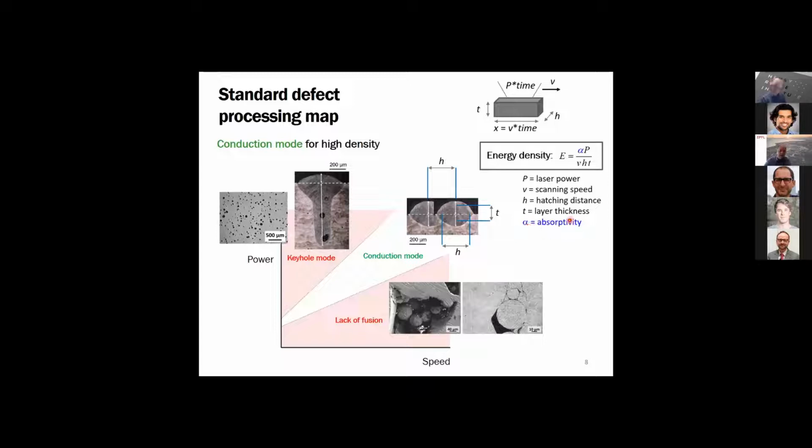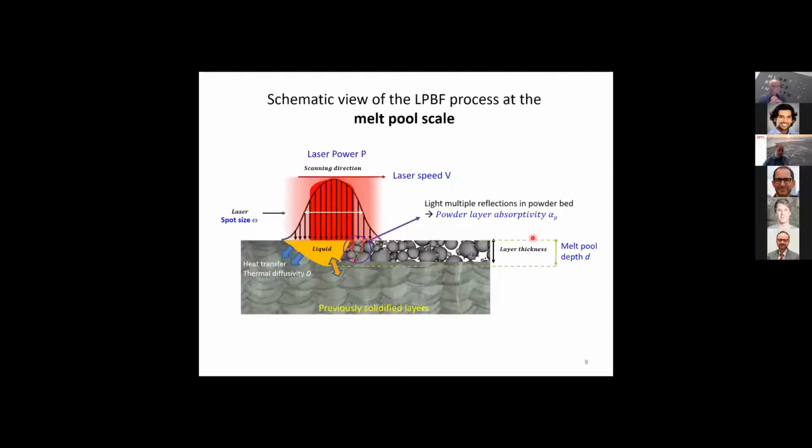And then an important parameter here is the absorptivity of the material on the surface. Basically, you have only one part of the energy which is being absorbed by the material. The rest is being reflected. I will come back to that actually when talking about the normalized enthalpy approach.